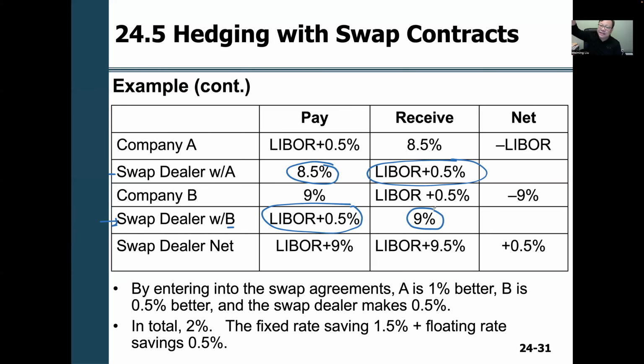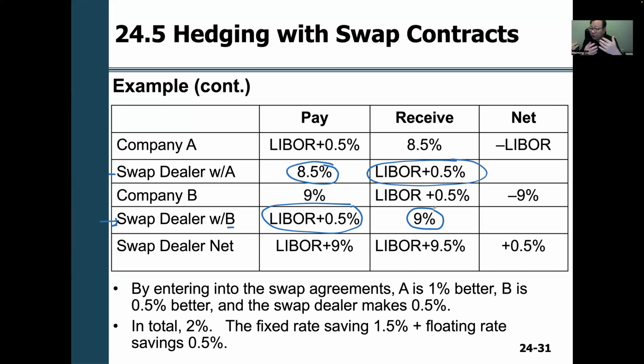A can get LIBOR plus 1% floating, but B can get cheaper, LIBOR plus 0.5%. So B can get 0.5% cheaper than A. So right away, there is a 0.5. So there is 1.5 cheaper for A than B, and 0.5 on the floating for B than A. So when they work together, that room is created, 1.5% plus 0.5%. Together, that's the 2%, right?